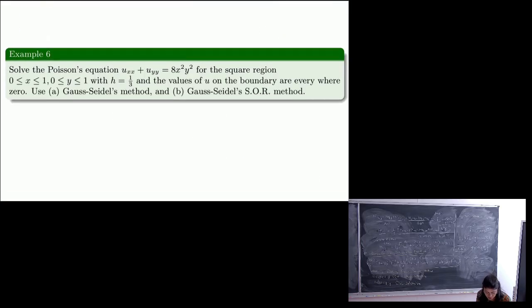Okay, so I am taking here the Poisson equation where the right hand side is 8x square y square, and this is our domain 0 to 1, 0 to 1, and h is given to be 1 by 3. So I am taking 3 equal subintervals in the x direction as well as in the y direction, and the values of u on the boundary are given to be 0. So everywhere the boundary points are 0. You have to apply the Gauss-Seidel method and the Gauss-Seidel SOR method to check the value of this one.